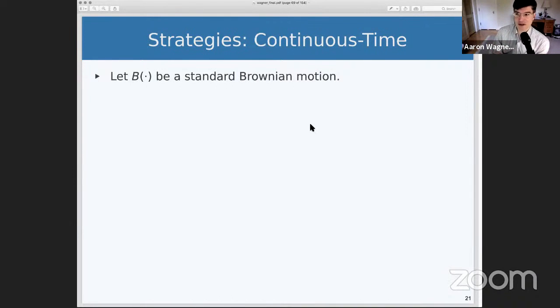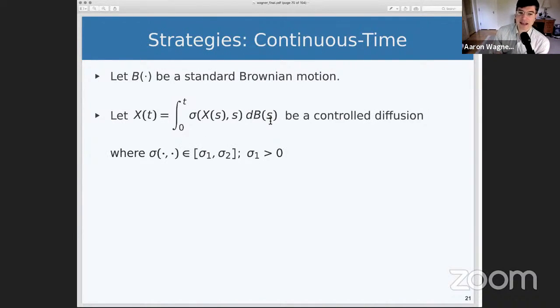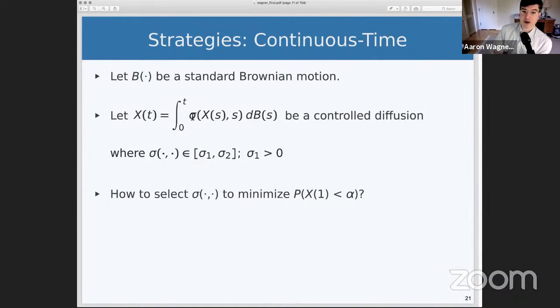So let B be a standard Brownian motion, and consider this controlled diffusion, where you essentially control the instantaneous variance of the Brownian motion over a range. Again, just think of it as a continuous time version of the discrete time random walk, if you like. The question is, how do you choose the controller that controls the variance to minimize the chance that this diffusion ends up below alpha at time 1? And it starts at 0.